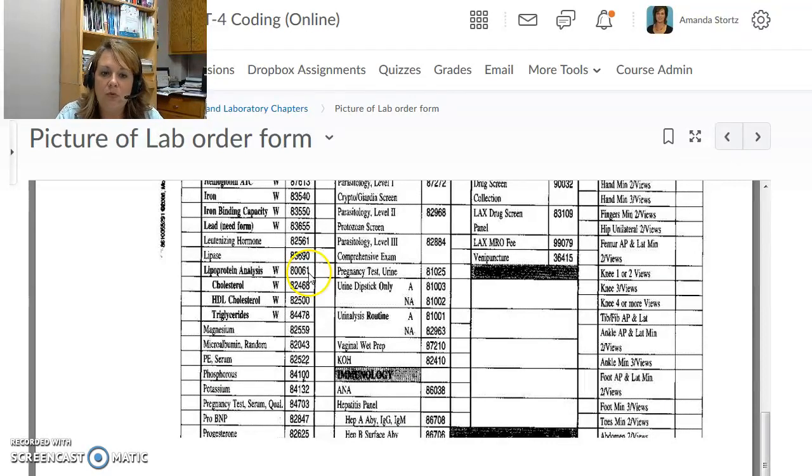The lab use only is really good to know about on page 150. I kind of had to learn this on my own when I was coding. It said the codes in the path and lab section represent only the test performed, not the drawing of the actual sample like we can for the venipuncture.